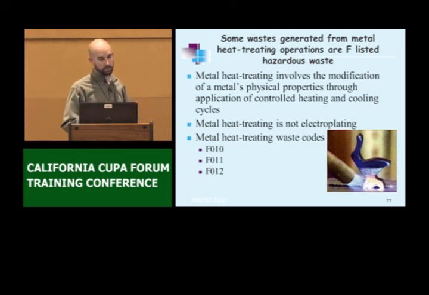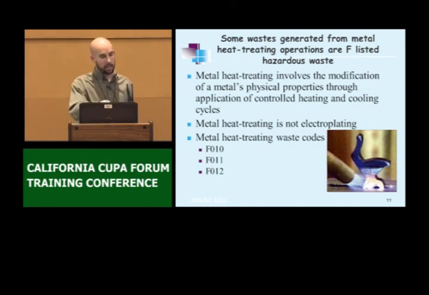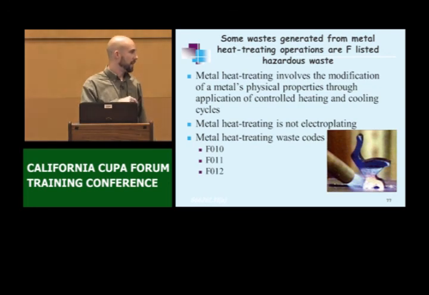So metal heat treating is a little different from electroplating. It involves carbon and a heat bath instead of electricity that makes the steel stronger, or the metal stronger, I should say. And the F010, 011, and 012 waste codes apply. Also, only if cyanide is involved.